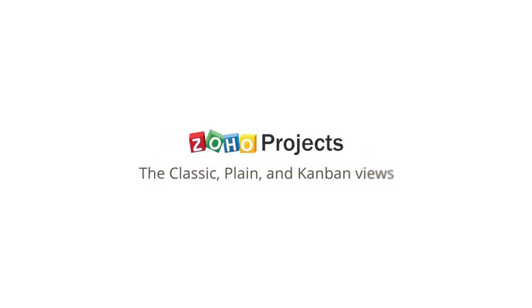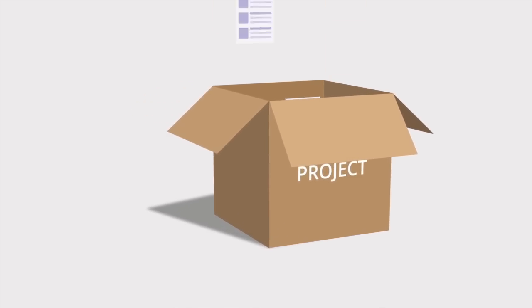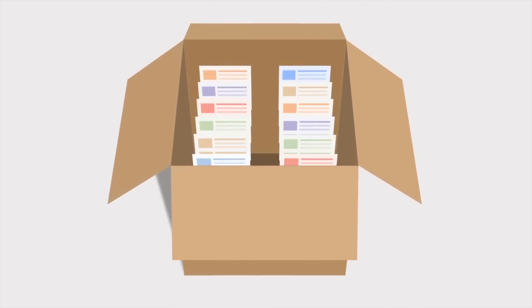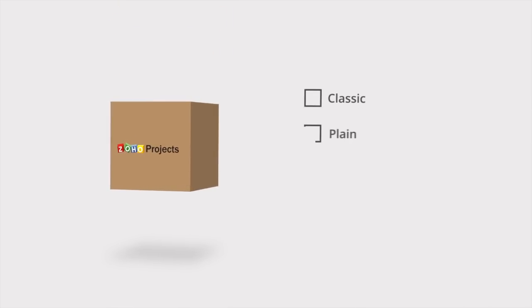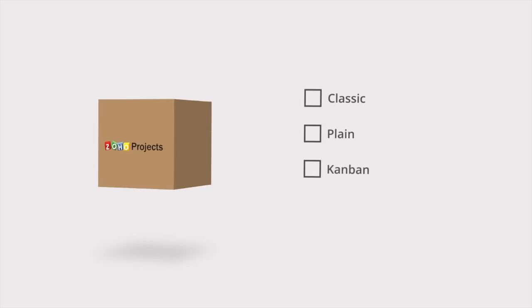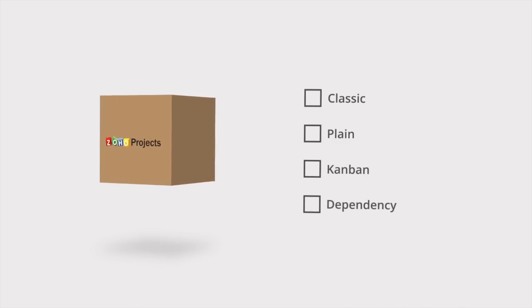Zoho Projects, the classic, plain, and Kanban views. After adding enough tasks to your project, you will want to view all the tasks, correct? Well, Zoho Projects enables you to view your tasks in four different ways: classic, plain, Kanban, and dependency. We will take a look at the first three views in this video.